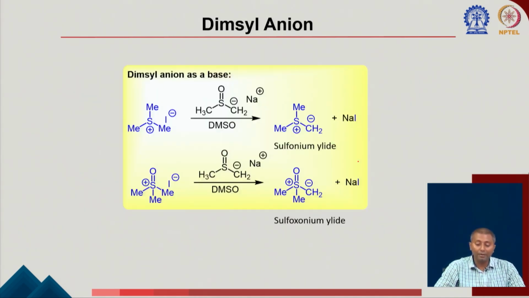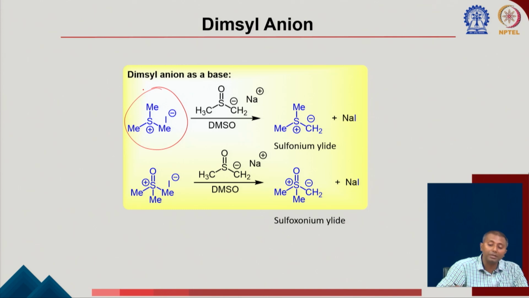So the dimsyl anion, in the previous slide I showed you it can act as a nucleophile. Here I am showing you that this can also act as a base. So this can act as a base to abstract a proton from this corresponding compound. So this is a sulfonium, correct. So from this trimethyl sulfonium iodide, what you are generating is a sulfonium ylide.